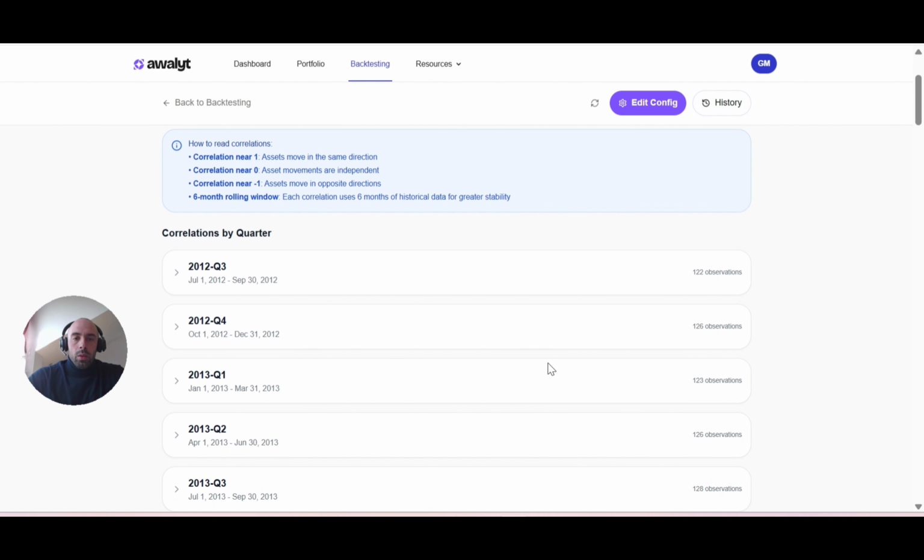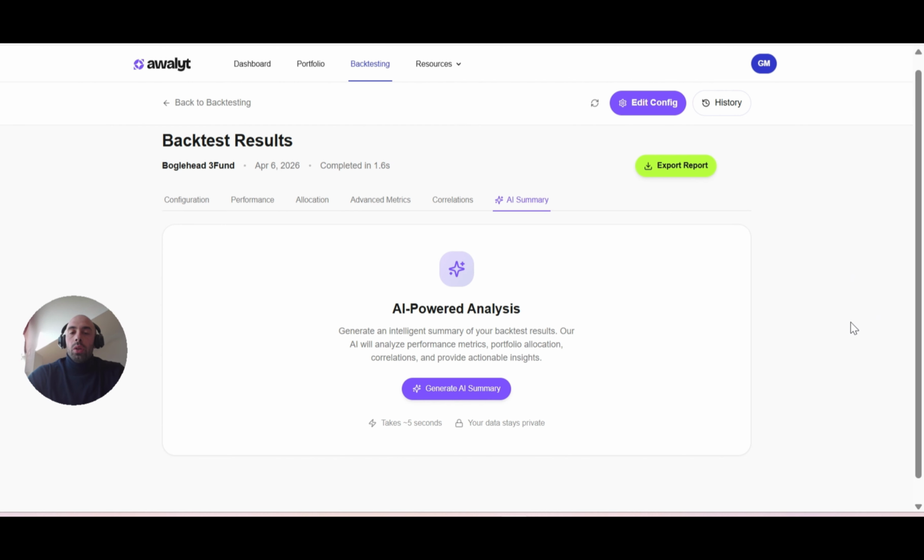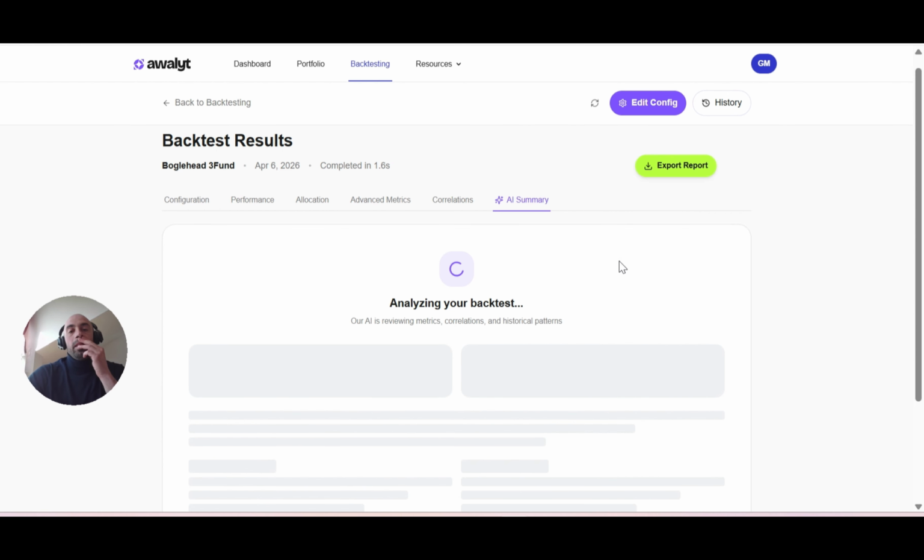And then now we are going to see the AI summary. For Awalit, we have designed the AI using an internal LLM that goes and reads the real results of your backtest, of the true backtest. So it is different because it doesn't have the hallucinations that AI usually has. So I will generate the AI summary.